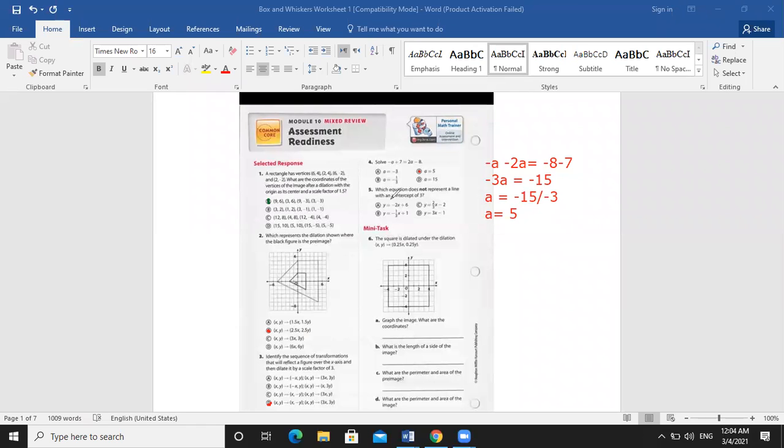Okay. What about question number 5? Who will be ready to answer question number 5? Rashwan, go on. Which equation doesn't represent a line with an x-intercept of 3? The x-intercept is 3. D. D? Yes. Why?